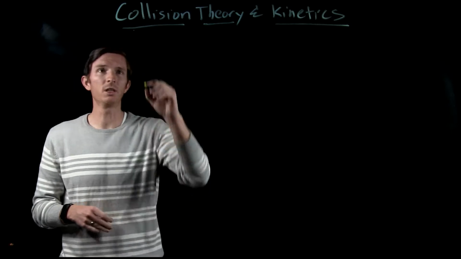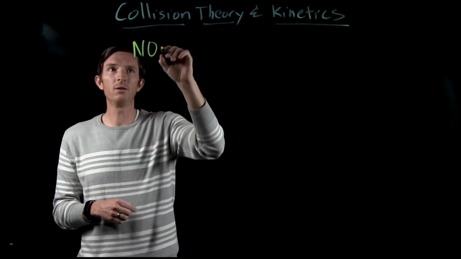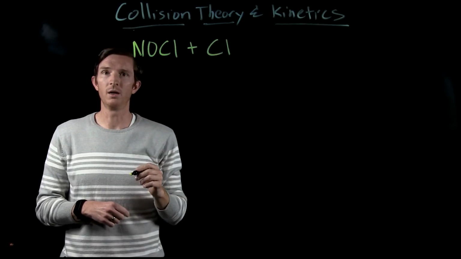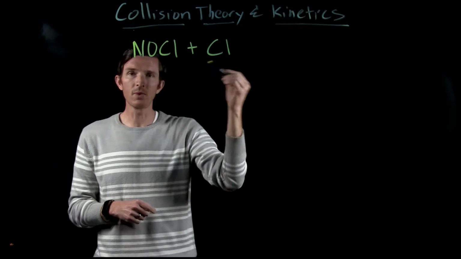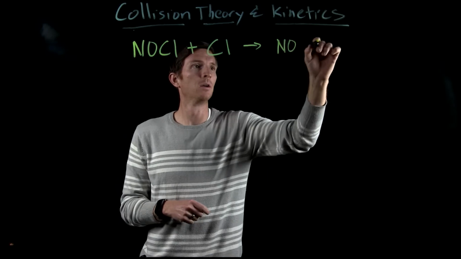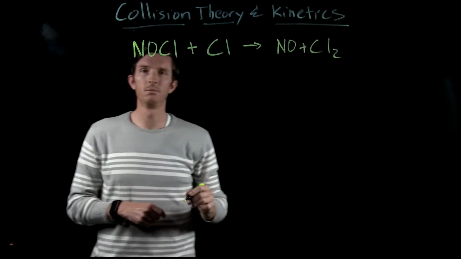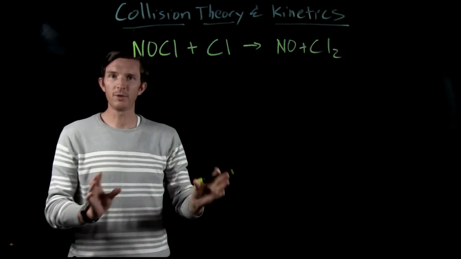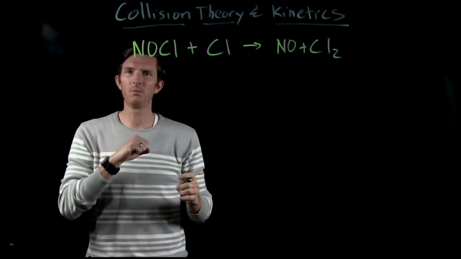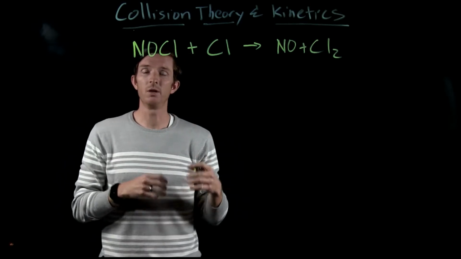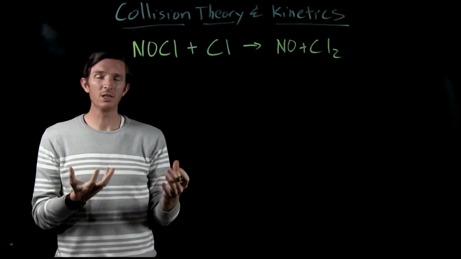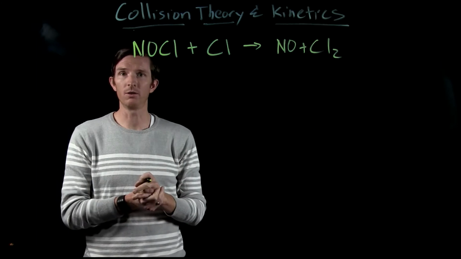Let's look at the reaction where we have NOCl reacting with a chlorine atom, and when that happens we would get NO and Cl2. It's a very basic, simple reaction, and we want to think: every time an NOCl molecule collides with a Cl atom, is it going to produce a reaction? We're going to do this by drawing it out and seeing what our molecule looks like.